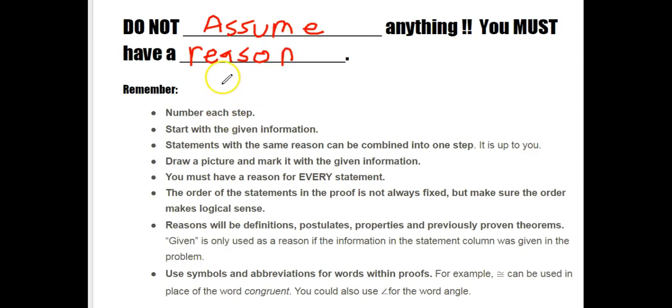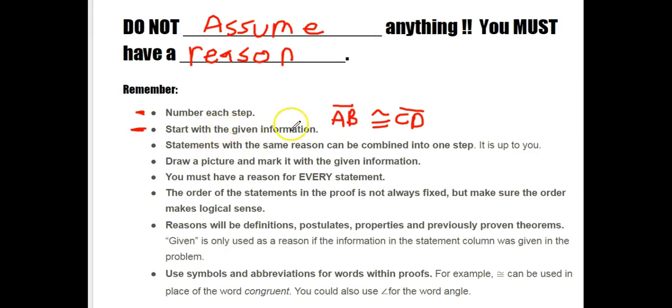Now, for this next series of steps to remember, I thought about making you write these out, but decided against it. You're going to number each step. Make sure you number each step as you're going down through the proof. Start with the given information. Okay? This could be AB is congruent to CD, whatever you're given, start with that. That should be your first couple of steps.